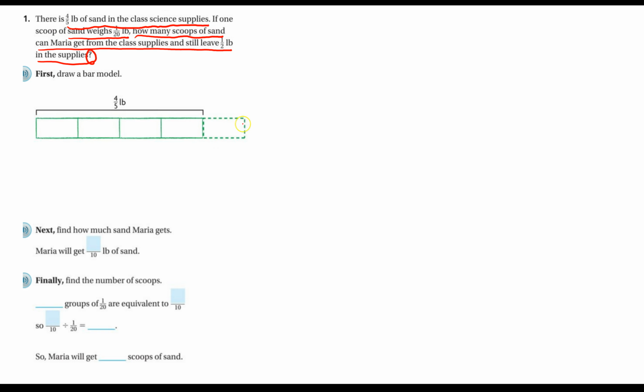So notice we have it extended out to equal one whole. The 4/5 of this whole pound is how much is left. Now we're breaking these fifths into 20ths. So in order to do that, I need to get 4 out of each one. 4, 8, 12, 16, 20. So I need to get 4 out of each one of these.